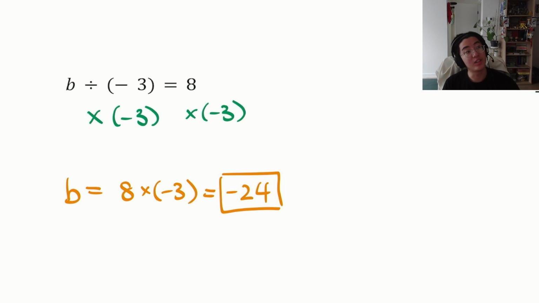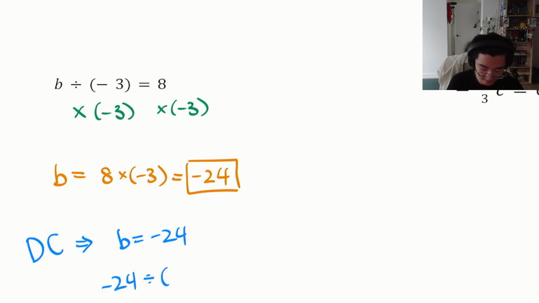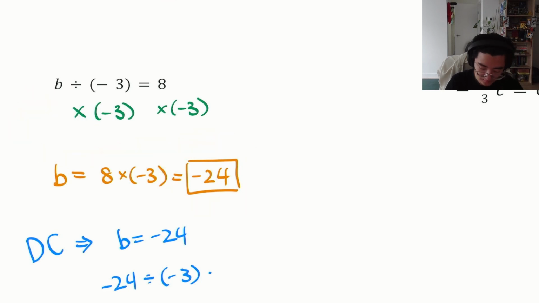If you're ever unsure, you can always plug your answer back in. You can do a little double check. If b is negative 24, then negative 24 divided by negative 3. I'm just plugging this negative 24 back into the b here. That's positive 8. So you can always double check your answer by plugging your answer back into the equation.